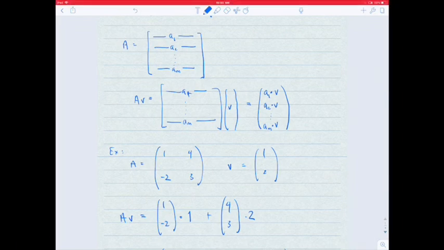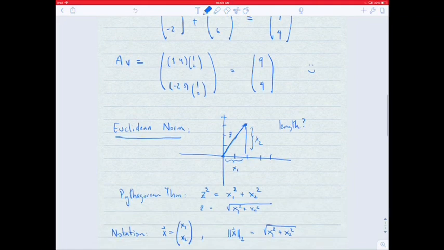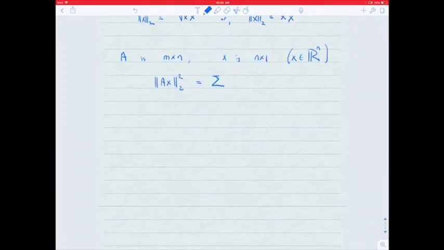Okay, so let's apply this to the setting. So this is the sum of the entries. So it's the sum from i equals 1 to m of a_i dot product x. This is now a scalar, and it's this squared. Okay, so that's one view.